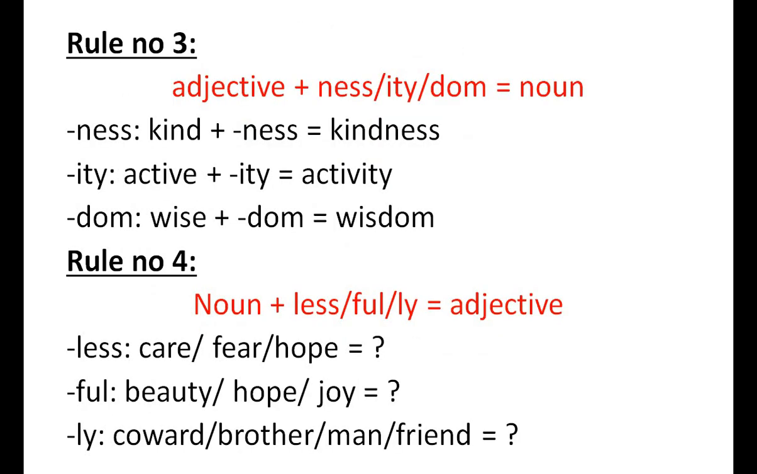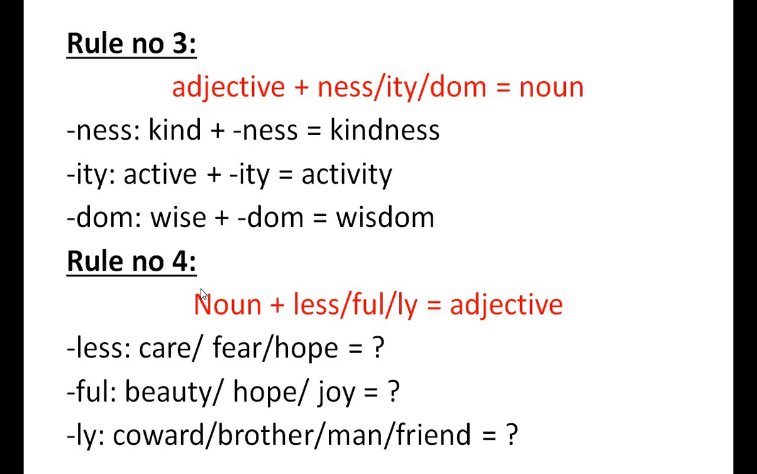Adjective plus ness, ity, dom is equal to noun. If we add ness to kind, it becomes kindness. That is a noun. Kind was an adjective. Active is an adjective. By adding ity, we make it activity, and it is a noun. Wise was an adjective, and by the addition of dom, it becomes wisdom, and it is a noun.